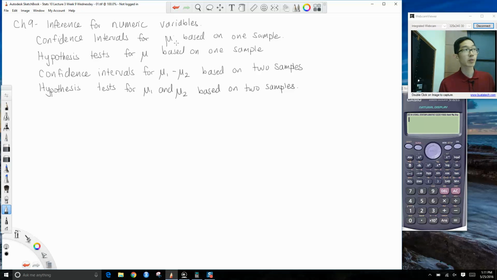On Monday we just touched on confidence intervals for mu based on one sample. Today we'll flesh it out a little more, and we'll cover hypothesis tests for mu based on one sample, and then on Friday I'll cover both of these. There is a lot, but much of it is parallel to confidence intervals and hypothesis tests for proportions, which we have already covered, so a lot of things should look quite familiar, at least the line of thinking.